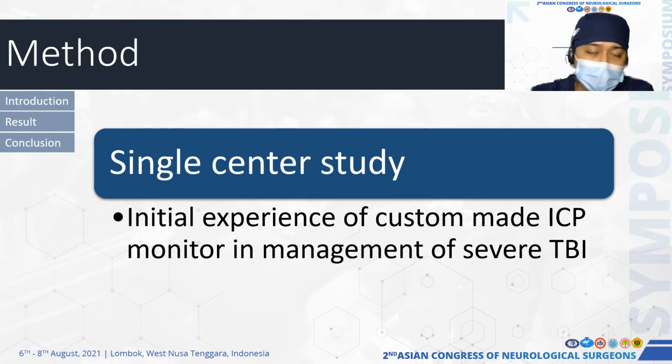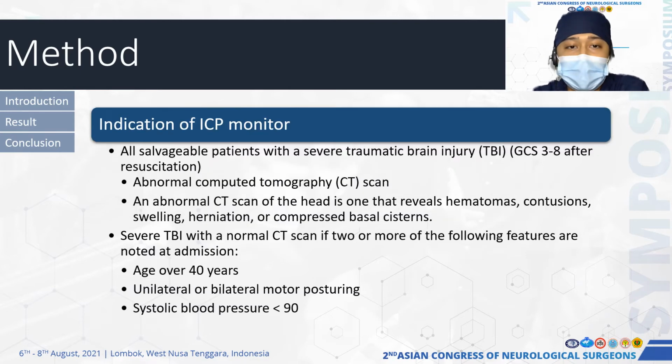This is our study and experience series about the custom-made ICP monitor that we use here in Bali as part of the management of severe TBI. The indication for putting in the ICP monitor is quite the same as in the Brain Trauma Foundation guidelines. So all patients with GCS of 3 to 8, salvageable patients, and with a CT scan that is not really an indication for surgery, like decompression or evacuation of a mass lesion, then we put in the ICP monitor.